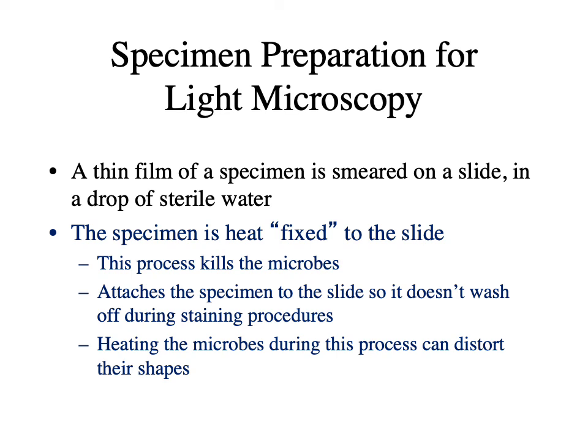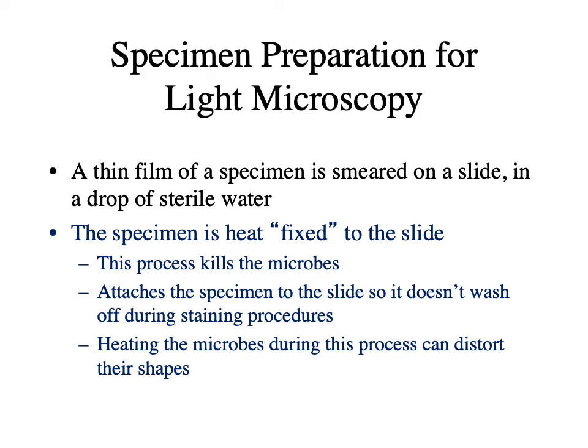Let's talk about specimen preparation for light microscopy. So the first thing you're going to do is sterilize your loop until it's red hot. And then you're going to let it cool for 30 seconds. After it's cool, you're going to put the loop into the test tube of sterile water and scoop up a loop of it. It will settle into the loop. And then you're going to tap that loop onto your slide that you are preparing, and that drop of sterile water will come off onto the slide.